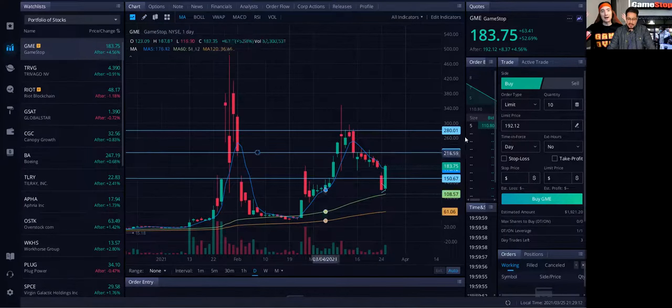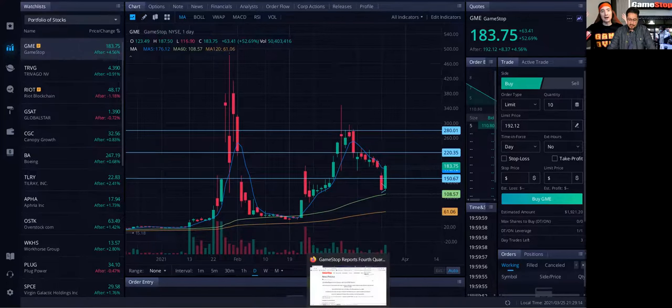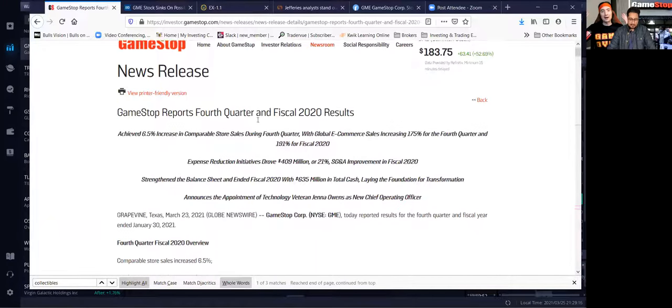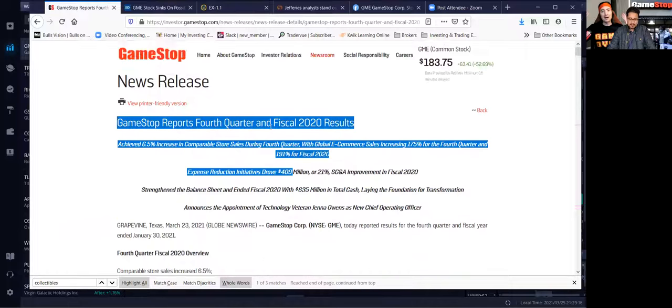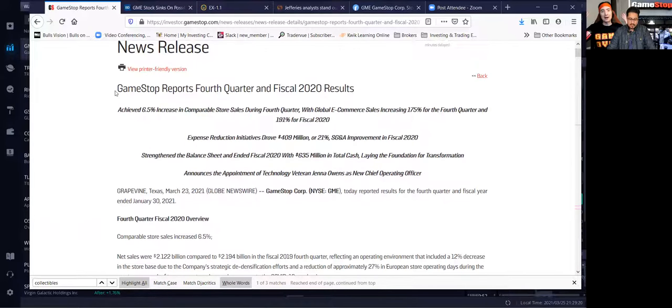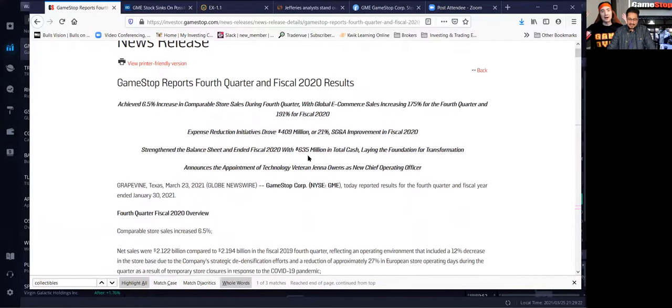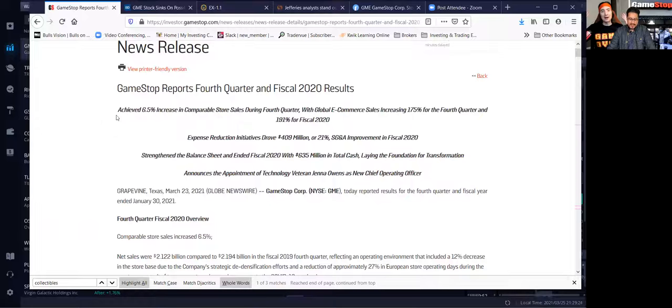So let me go over the fundamental stuff really quickly so you guys can see what I'm talking about. Now, again, this was the press release with the fourth quarter results. And just to go over some basic stuff, some key highlights, they achieved a 6.5% increase in comparable store sales during the fourth quarter, with global e-commerce sales increasing 175% for the fourth quarter and 191% for fiscal 2020.